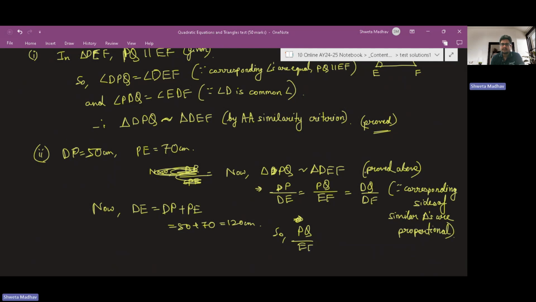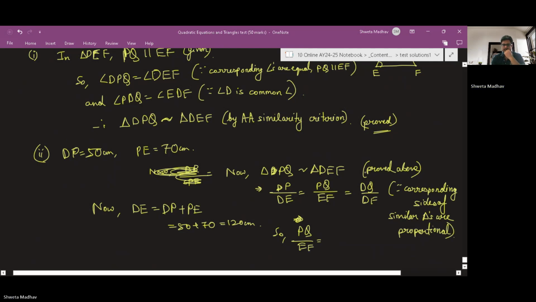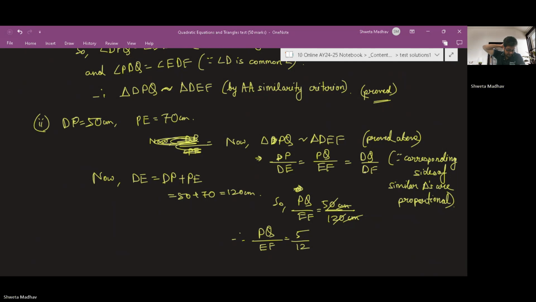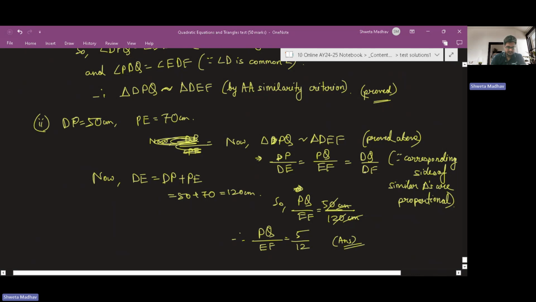So now I can say PQ by EF will be equal to DP by DE, that is 50 centimeters divided by 120 centimeters. The centimeters will get cancelled, and the zero will get cancelled. Therefore PQ by EF would be equal to 5 by 12. So 5 by 12 is the answer for part 2.